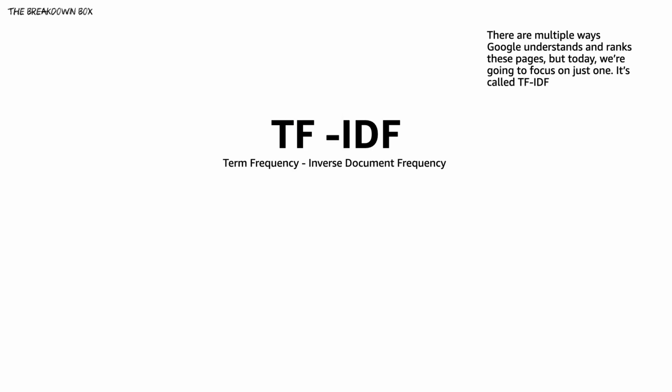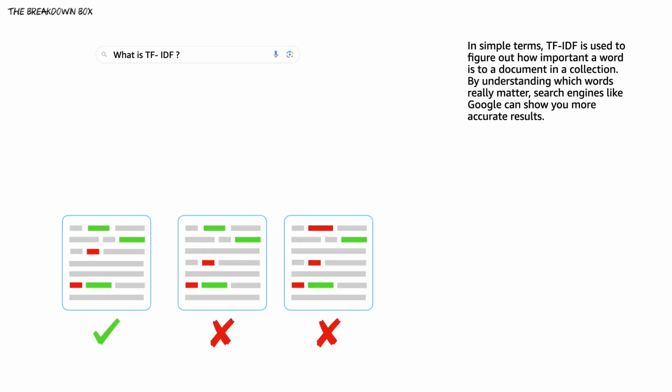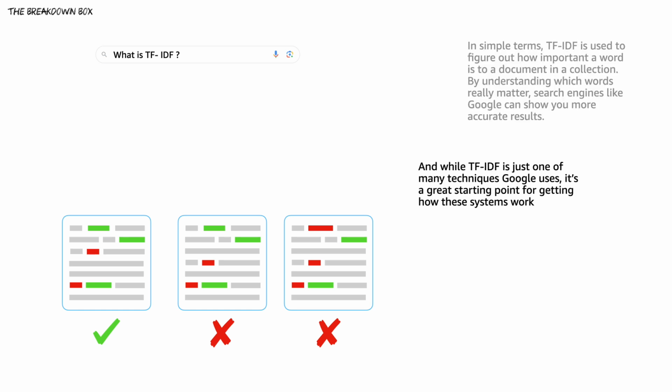Now there are multiple ways Google understands and ranks these pages, but today we are going to focus on just one, and it's called TF-IDF, which stands for Term Frequency Inverse Document Frequency. I know that sounds complex, but don't worry, we'll break it down. In simple terms, TF-IDF is used to figure out how important a word is to a document in a collection. By understanding which words really matter, a search engine like Google can show you more accurate results. And while TF-IDF is just one of the many techniques Google uses, it's a great starting point for getting to know how this system works. Ready to dive in?